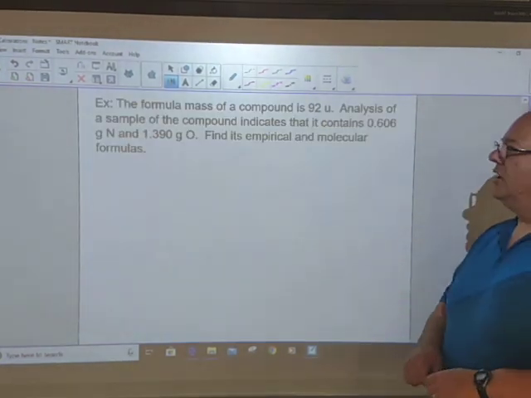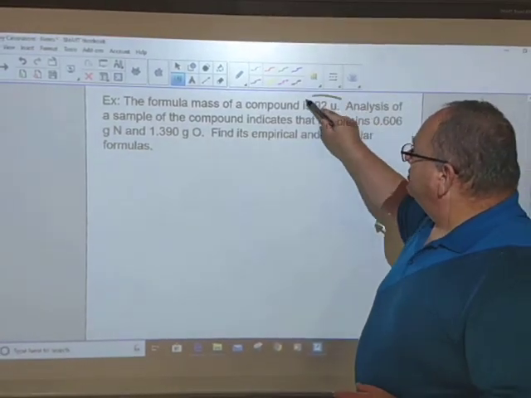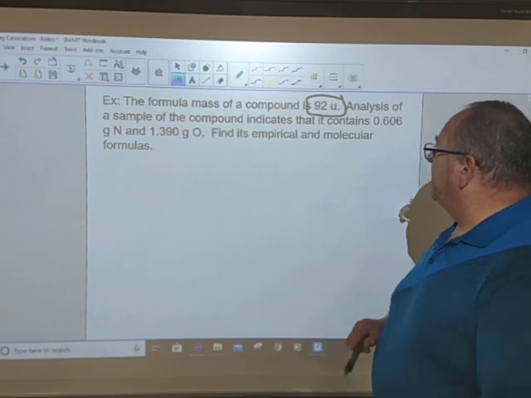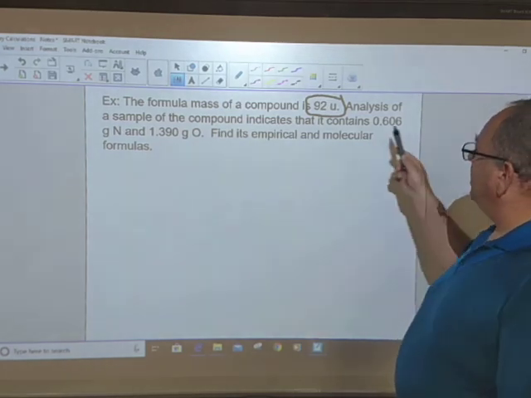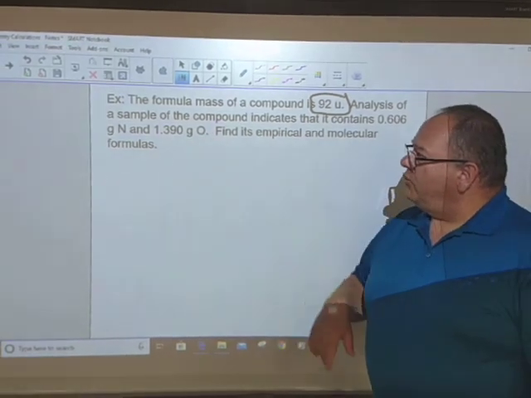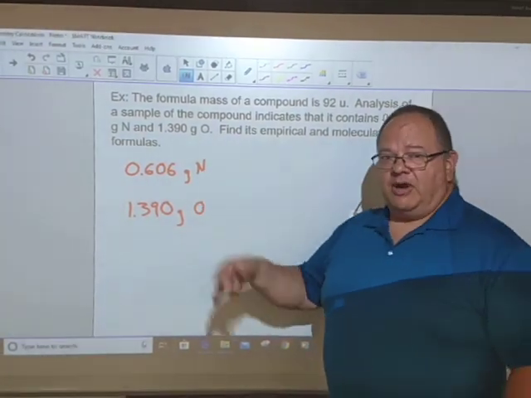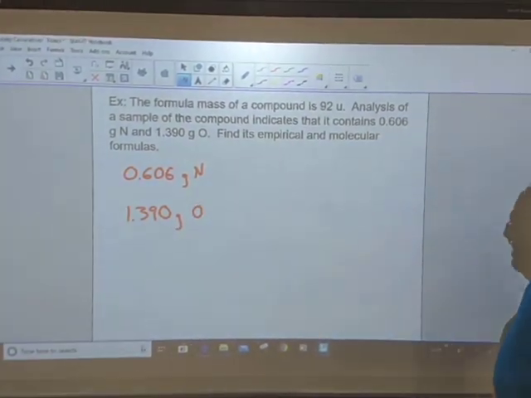So let's look at a problem. So we got the formula mass of compounds, 92.0. So that's that extra piece of information. Analysis says that you have 0.606 grams of nitrogen and 1.390 grams of oxygen. And we're going to find its formulas. So I'm going to start out, I wrote down its information. We were given grams, so don't worry about those percents ever.